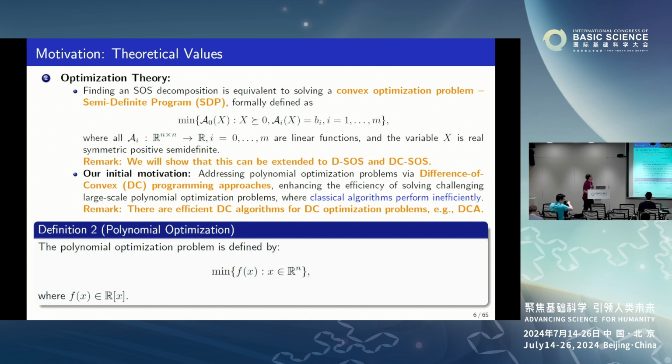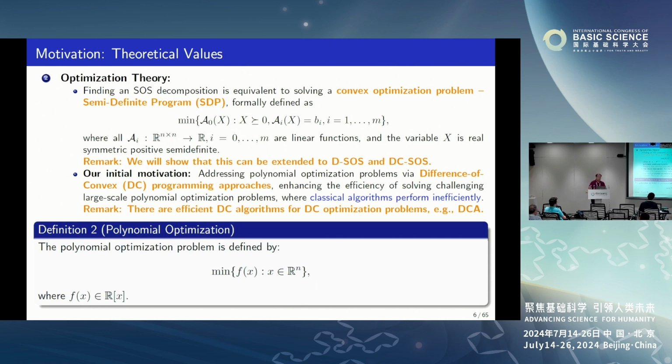And I will say that sum-of-squares decomposition can be checked in polynomial time by solving an SDP like this. And for D-SOS and DC-SOS, we can also extend the result, meaning that we can construct the corresponding SDP problem and solve it to guarantee that any polynomial can have such a decomposition. Okay, so this is the first important part about optimization theory.